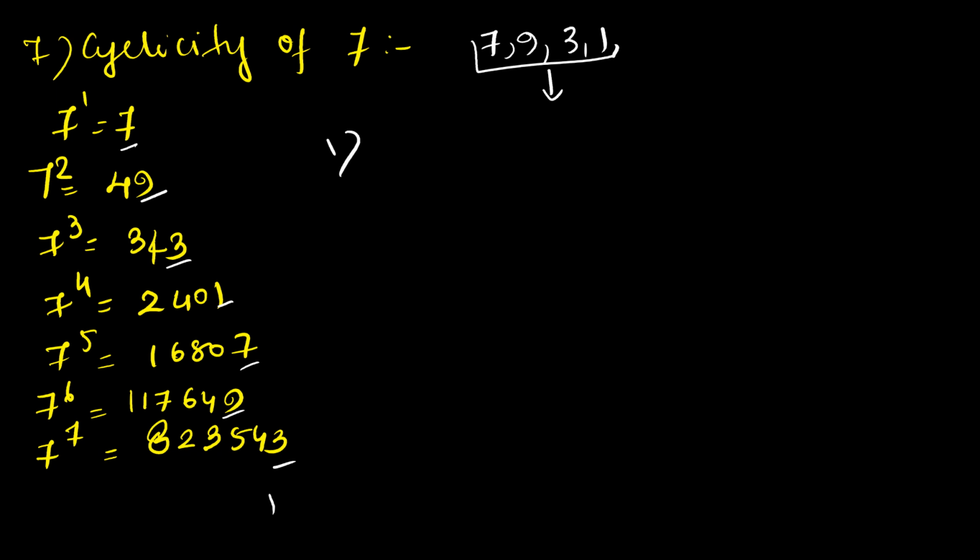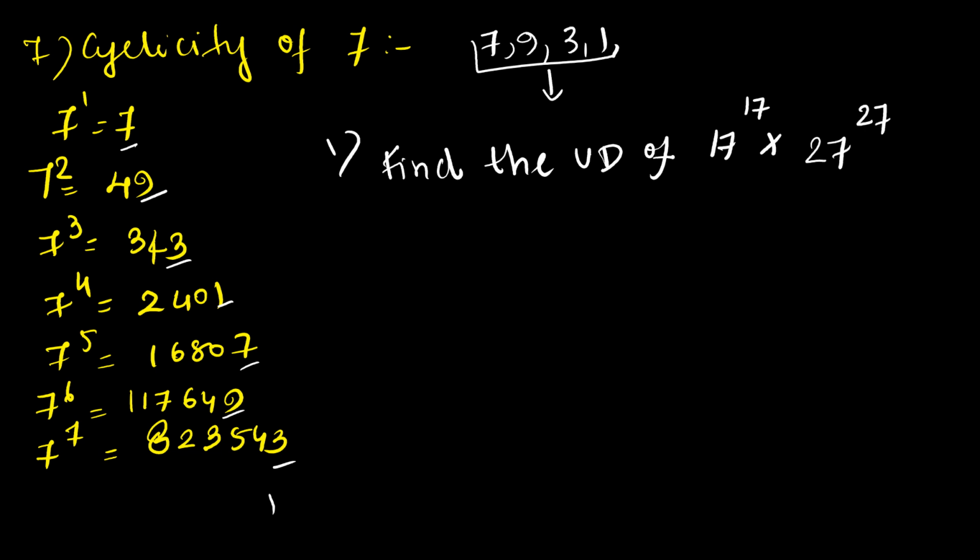Now solve this problem: find the unit digit of 17 raised to 17 into 27 raised to 27. Here the unit digit is 7, so we have to use the concept of cyclicity of 7. We know that 7, 9, 3, 1 repeats itself after a cycle of 4.